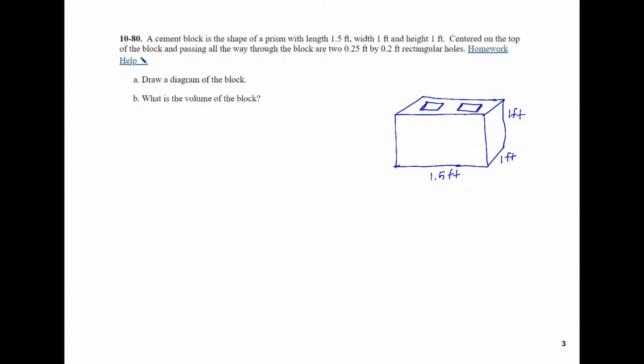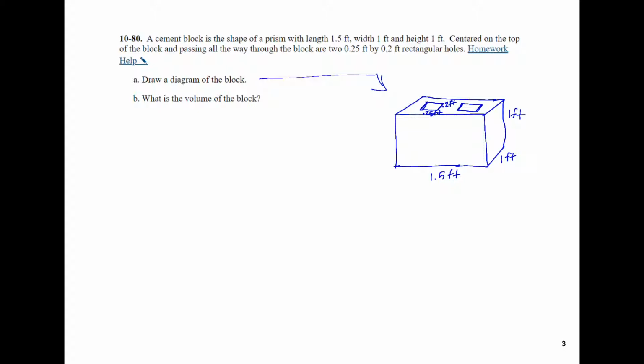Centered on the top of the block and passing all the way through the block are 2.25 feet by 0.2 rectangular holes. Draw a diagram of the block. So I have the diagram drawn to the right. What is the volume of the block?